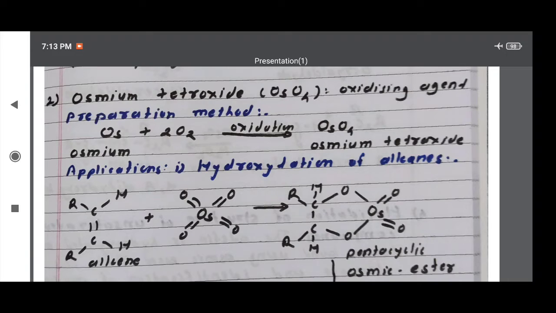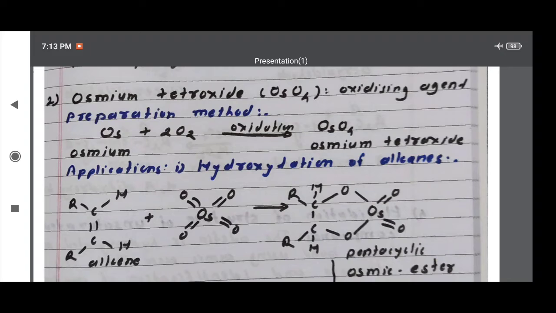Hello students, in the last lecture I explained the reagent selenium dioxide, SeO2. SeO2 is used as an oxidizing agent. Today I am explaining the second reagent. The name of this reagent is osmium tetroxide, OsO4. OsO4 is also used as an oxidizing agent. First we study the preparation method of osmium tetroxide.